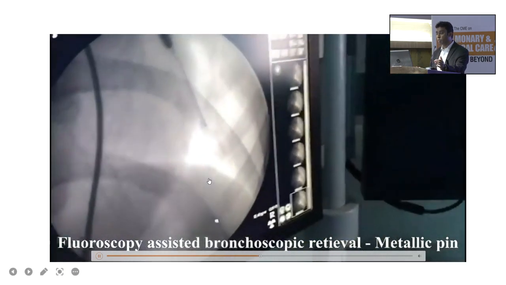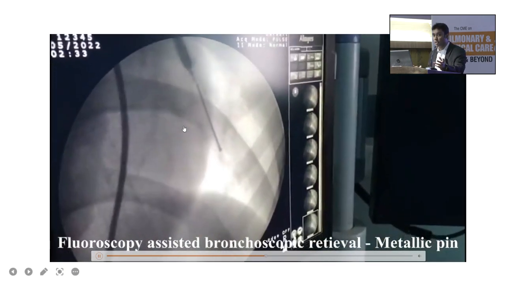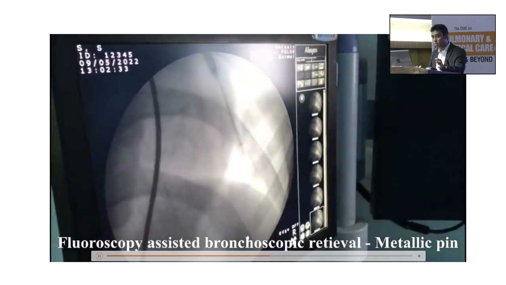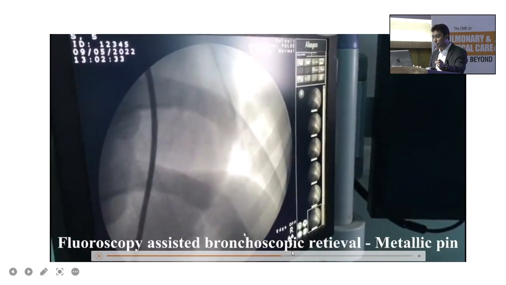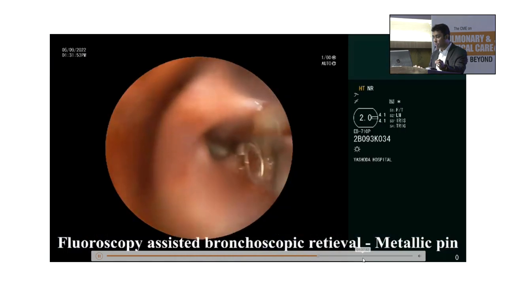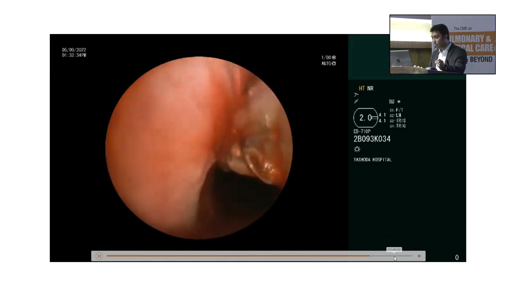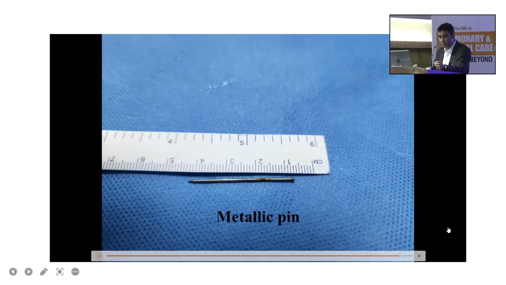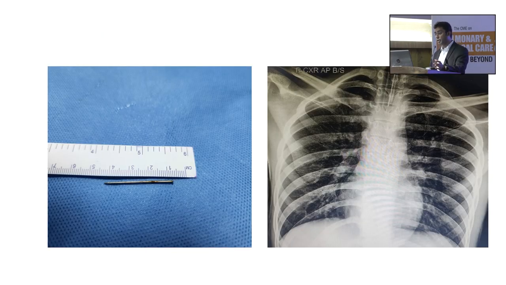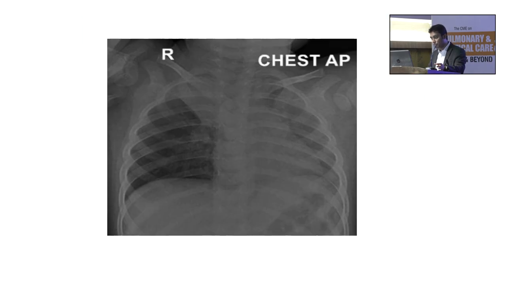So we used the C-arm, because this foreign body is radio-opaque. We approached the foreign body blindly, and as you can see from here, we are using the forceps to retrieve it. And what you get is almost a 5 centimeter nail which was there in the airway. Sometimes bronchoscopy can help in removal of a foreign body also.